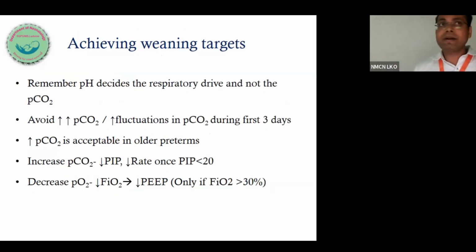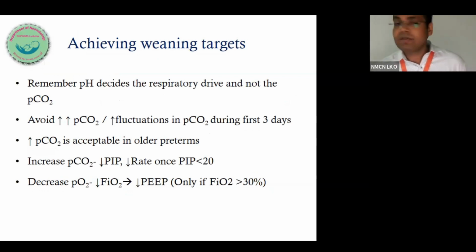So one of the most important points is that we should remember that pH determines the respiratory drive, and it is not PCO2. So we can tolerate permissive hypercapnia in babies. But in the initial days we should avoid a rise in PCO2 of more than 65 millimeters of mercury, or increased fluctuations in PCO2 during the initial days. If we want to increase the PCO2 for practicing permissive hypercapnia, we can decrease the PIP and rate. And if we want to decrease the PO2 for permissive hypoxemia, we need to decrease the FiO2, and we should not decrease PEEP less than 5.